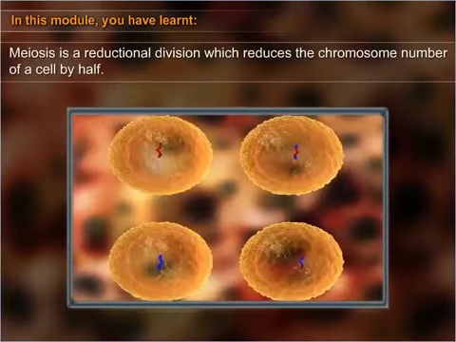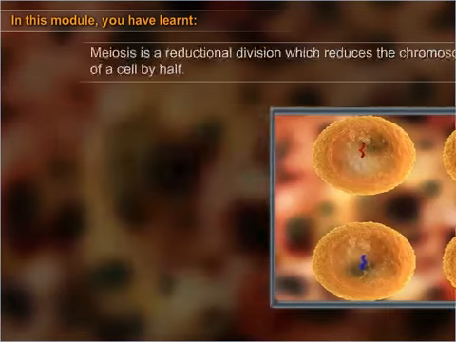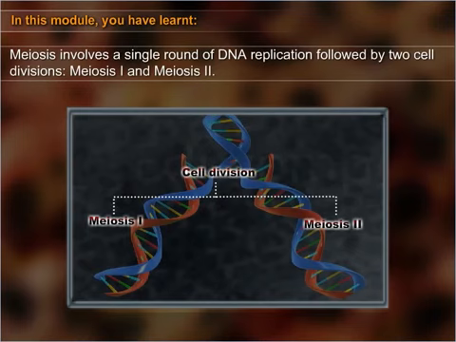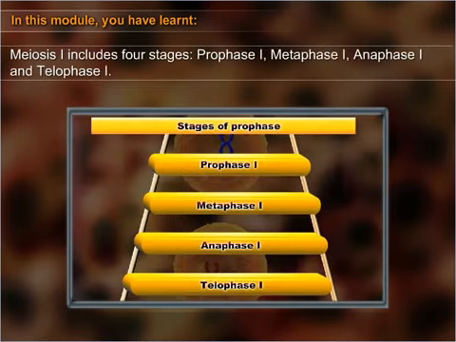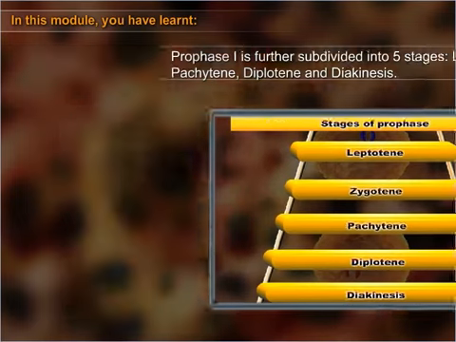In this module, you have learned meiosis is a reductional division which reduces the chromosome number of a cell by half. Meiosis involves a single round of DNA replication followed by 2 cell divisions, meiosis I and meiosis II. Meiosis I includes 4 stages: prophase I, metaphase I, anaphase I, and telophase I. Prophase I is further subdivided into 5 stages: leptotene, zygotene, pachytene, diplotene, and diakinesis.